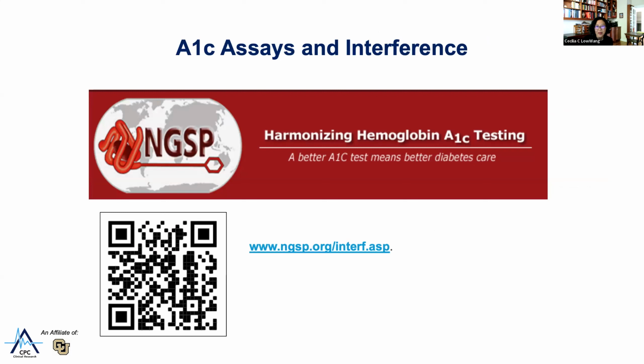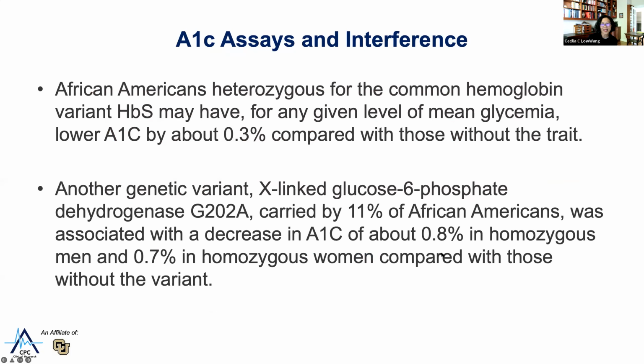So just a quick word about A1C assays and interference. There's been a lot done in the last several decades about trying to make sure that everyone's A1C testing is harmonized. So we're using kind of international standards for the A1C testing. And so here's another QR code with more information if you want that. But just a couple of points to point out are that the A1C can actually be artifactually higher or lower depending on the population you're looking at. And I think the best studied ones are listed here.